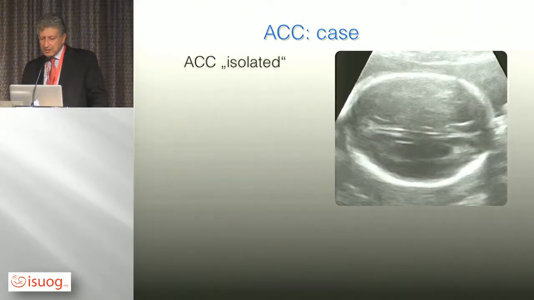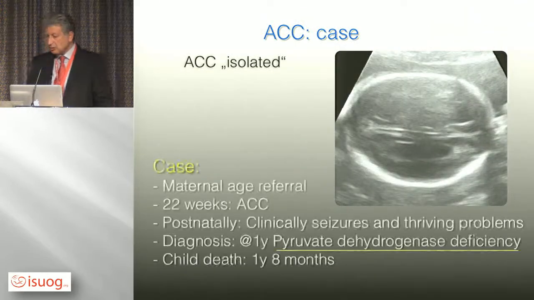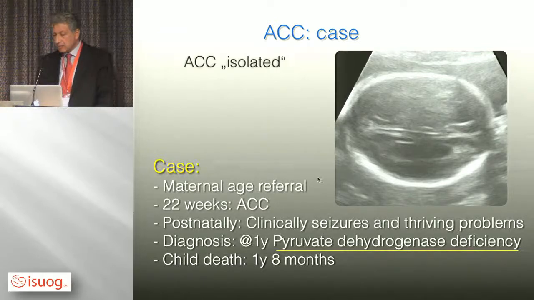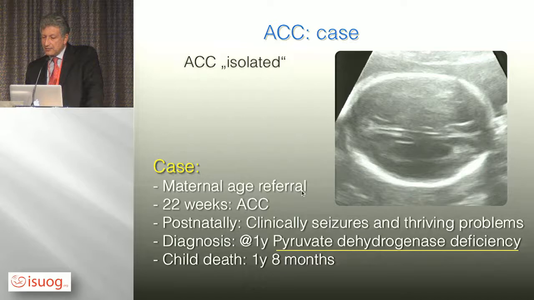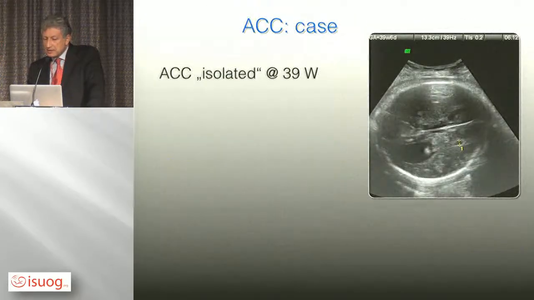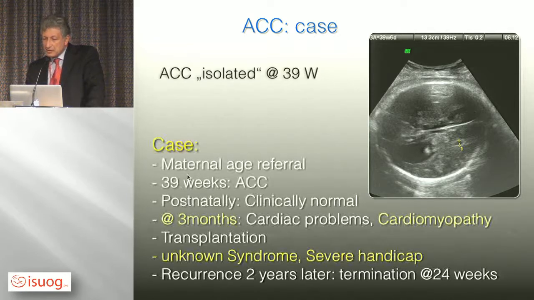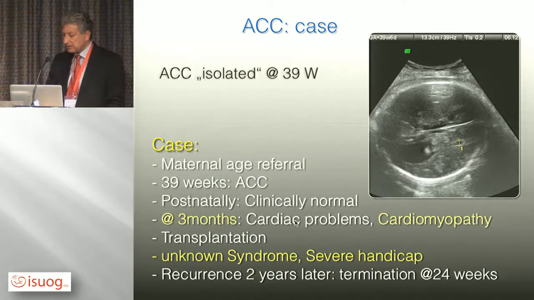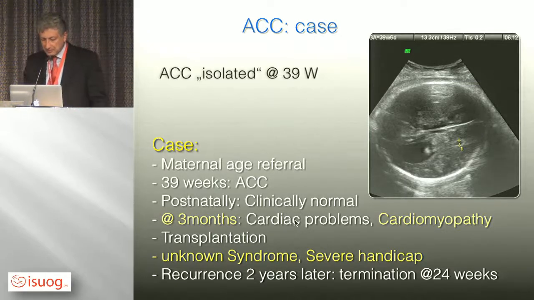And an example, this one was isolated. We didn't find anything else, but it had problems after birth with seizures, and after 1 year it was pyruvate dehydrogenase deficiency, known to be associated with the ACC. And this child was detected just 1 day before delivery. And at 3 months, it had cardiac problems. It had then cardiomyopathy, got a cardiac transplant, and it has a severe handicap with an unknown syndrome. And we had a recurrence 2 years later. That means it is something recessive we don't know about.